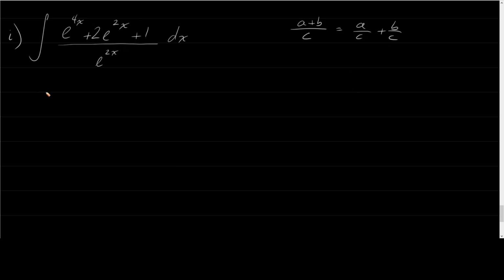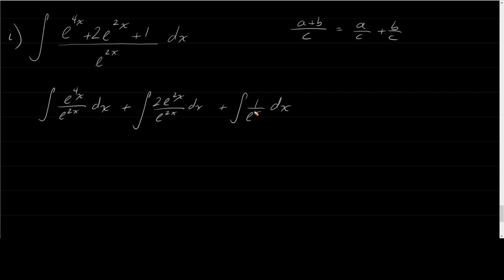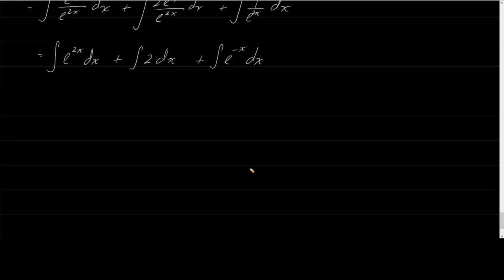So if I apply that here, I end up with breaking this up as the integral of, well, let's shift that down a little bit. The integral of e to the 4x over e to the 2x dx plus the integral of 2e to the 2x over e to the 2x dx plus the integral of 1 over e to the 2x dx. So this really just can be rewritten as the integral of e to the 2x dx plus the integral of 2 dx plus the integral of e to the negative x dx.